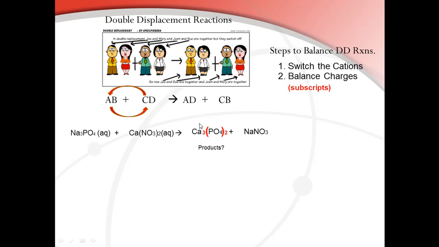Calcium is +2 charge. You can bring that +2 charge down here. Phosphate, a polyatomic ion, is always -3. Bring that -3 charge down here. You get the correct subscripts. By the way, the subscripts in the reactants should be correct already. You don't have to mess with those. It's just in the products. Sodium is +1, nitrate's -1, so they're already balanced.